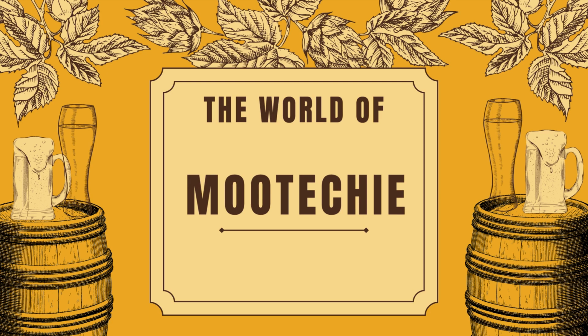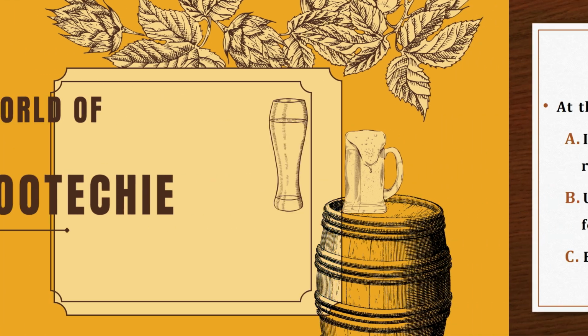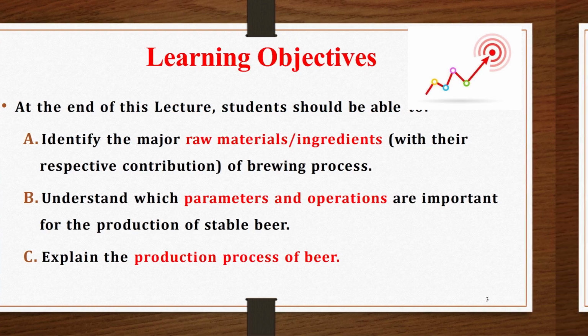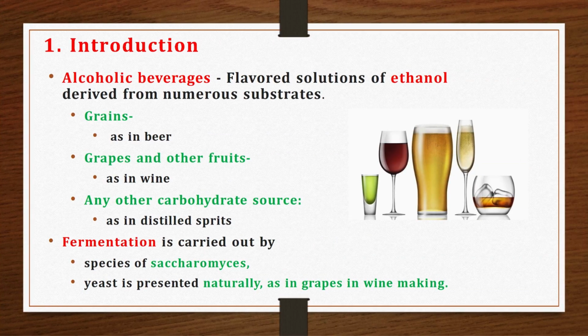Today we're diving into a fascinating topic from the world of food science, beer processing technology. Coming up, we have our learning objectives. By the end of this lecture, you should be able to: A. Identify the major raw materials and ingredients of the brewing process, along with their respective contributions. B. Understand which parameters and operations are important for the production of stable beer. C. And finally, explain the entire production process of beer from start to finish.